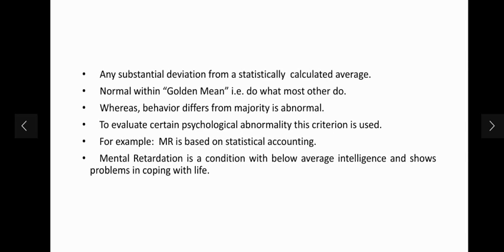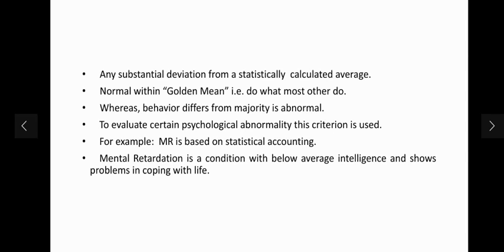The next point says if a behavior of a particular individual is like the golden mean, or it is like the majority of the group, if they are like the majority of others, then they are normal. If a behavior deviates from the majority, if it is different from the majority, then such behavior will be considered abnormal. Statistical criteria is used to define or determine some kinds of psychological abnormality.